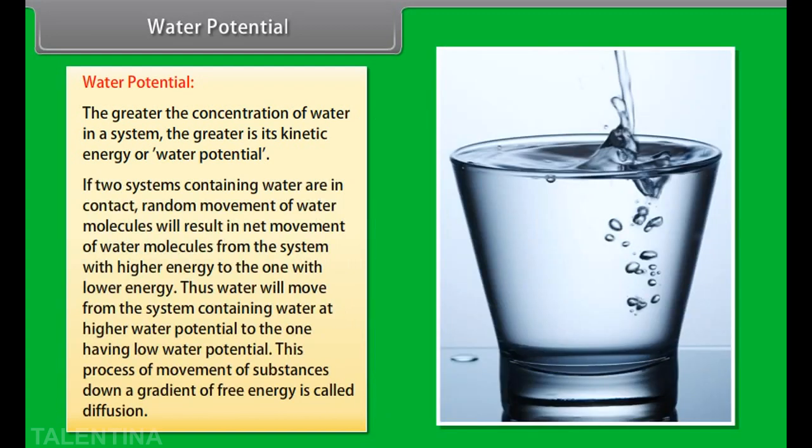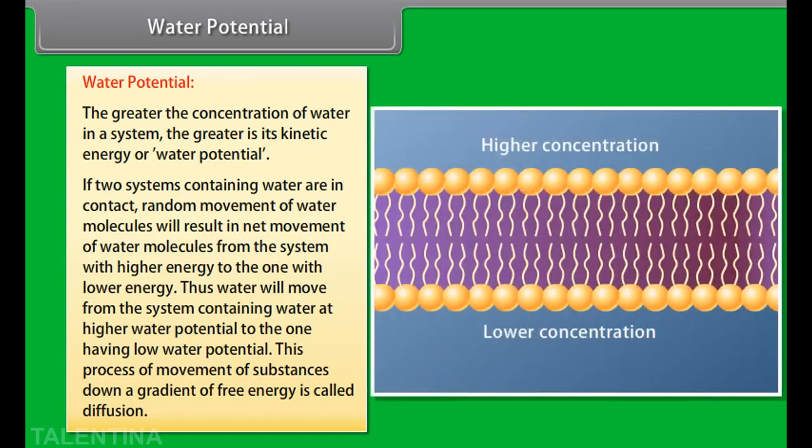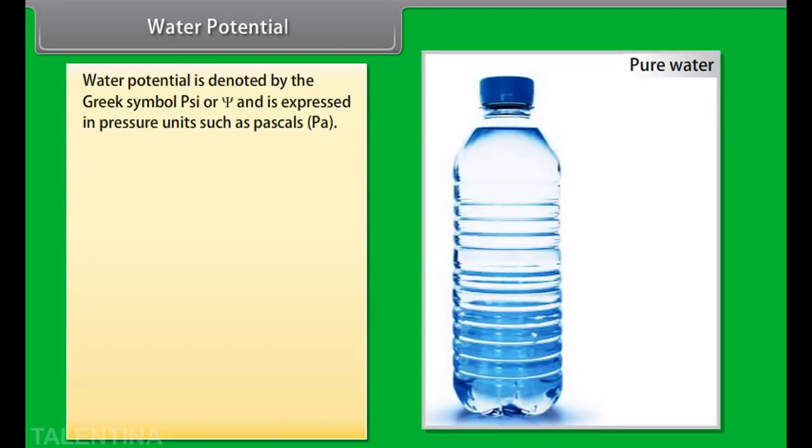If two systems containing water are in contact, random movement of water molecules will result in net movement of water molecules from the system with higher energy to the one with lower energy. Thus, water will move from the system containing water at higher water potential to the one having low water potential. This process of movement of substances down a gradient of free energy is called diffusion. Water potential is denoted by the Greek symbol Psi and is expressed in pressure units such as pascals.